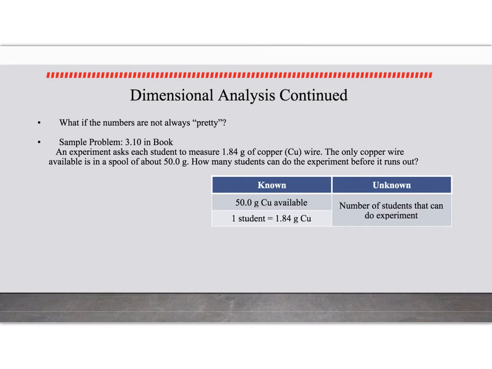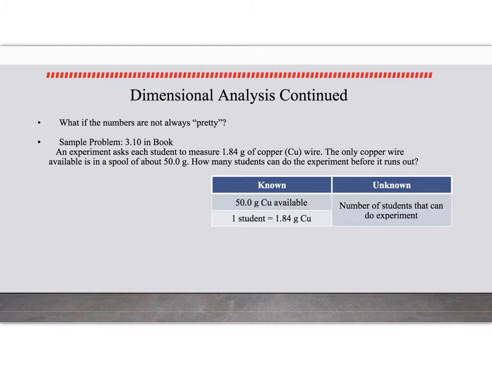Okay, what if the numbers are not always pretty? As in 60 seconds in 1 minute, 60 minutes in 1 hour. That's pretty simple math that we can do in our head because we know how to convert time. Well, what if those numbers are not always pretty, and what if we don't exactly know how to do that math in our head? Well, we have to use dimensional analysis.